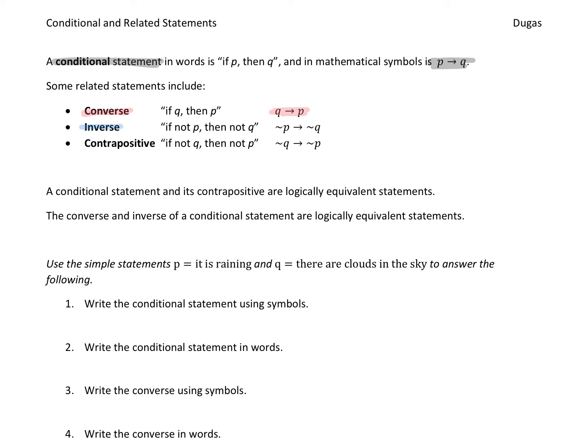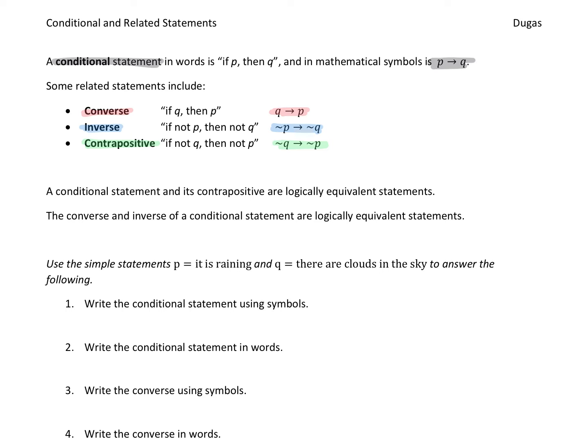Something called the inverse is when you negate each of the pieces. So it's still the same order, P is first and Q is second, but they're both not. So if not P, then not Q. And then the last related statement is the contrapositive. Notice that the order is switched and they're both negated. So we have put the Q first and we have negated them both. So if not Q, then not P.